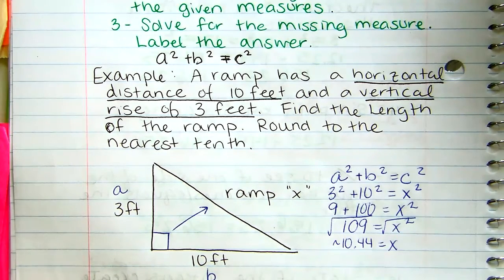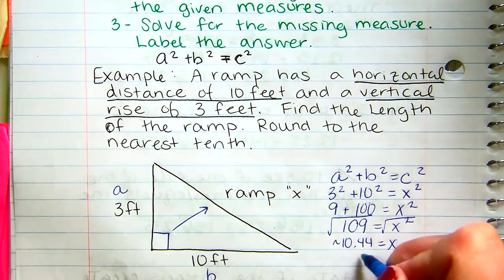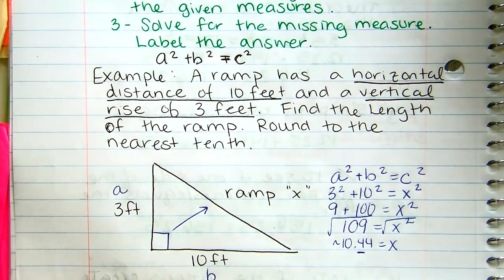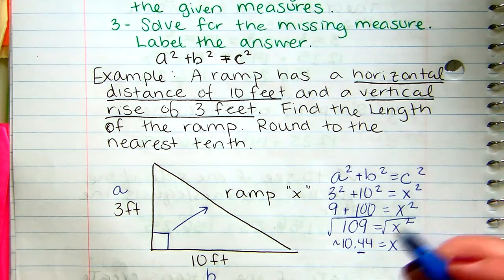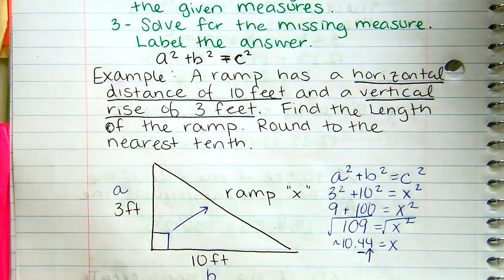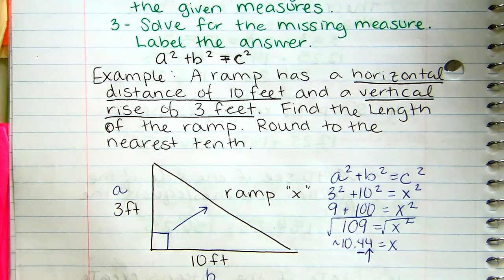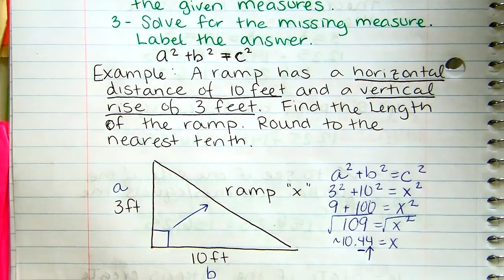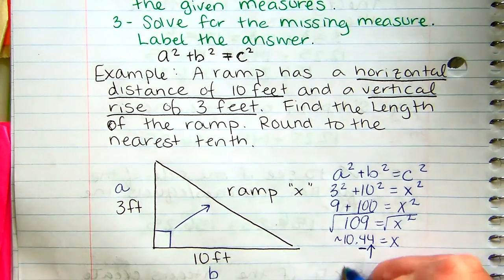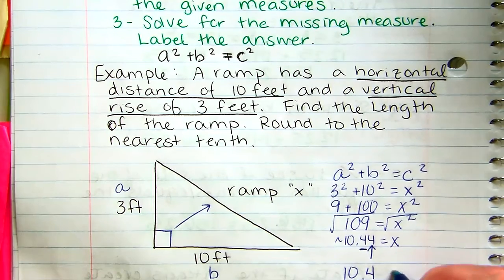Now, because we're rounding to the nearest tenth, the first digit behind our decimal, the 4, is the tenths place. We are going to look to the number next to it to see if we are going to round up or stay the same. Because this is a 4, we're going to keep our underlined 4 exactly the same. Nothing is going to round up. So that means that our answer is going to be 10.4 equals x.